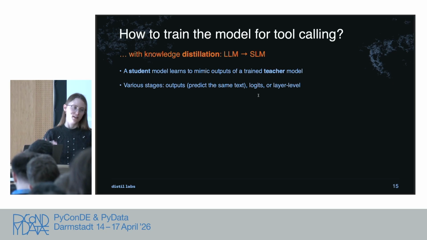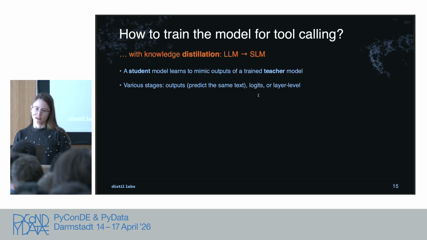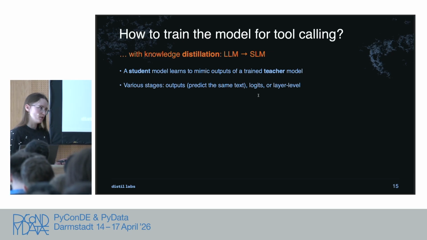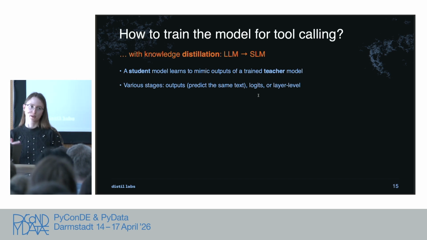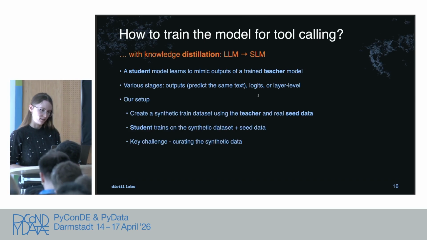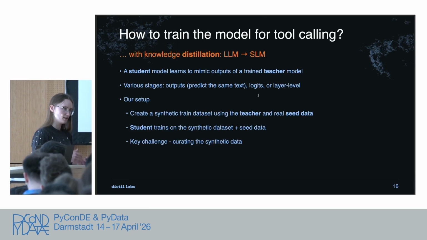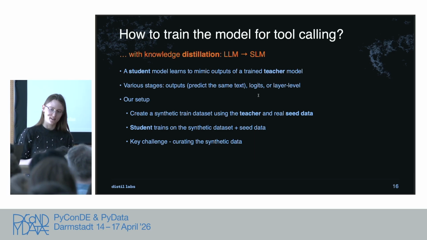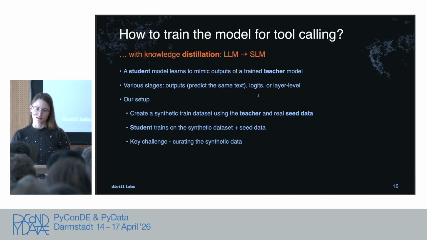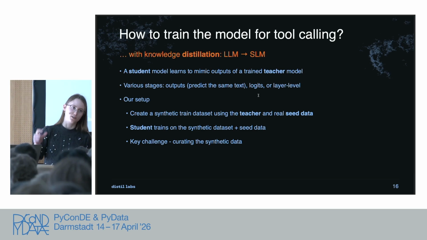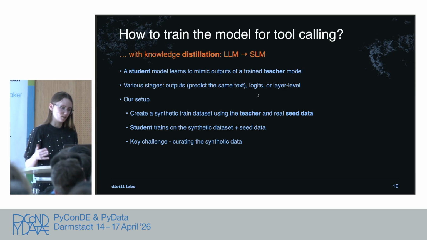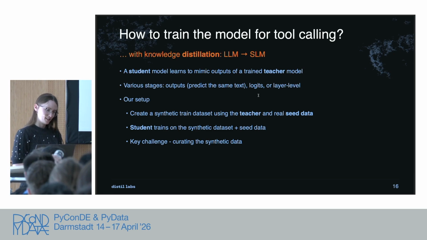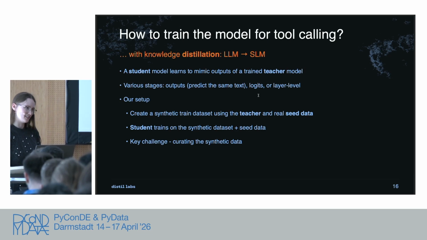And it can be either very simple or a bit more complicated. Either you can just predict the same text, or you could try to align the logits, like the outputs of the two models. Or sometimes when you have two similar models, you could even try to align their layers. For our case, we have the simplest case. So we just create a synthetic collection of texts, a synthetic training data set. And basically we show real data to the teacher and tell it, create more data like this. And then we train the student on this data and also on the real data. And as you may think, the challenge here is making the data good.